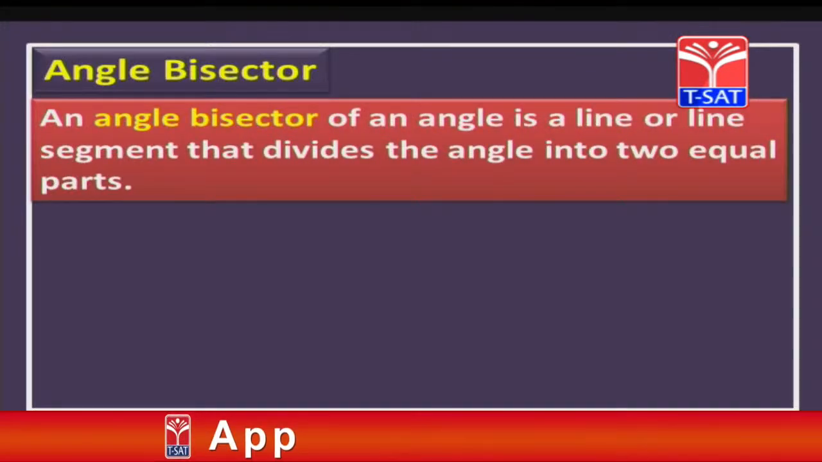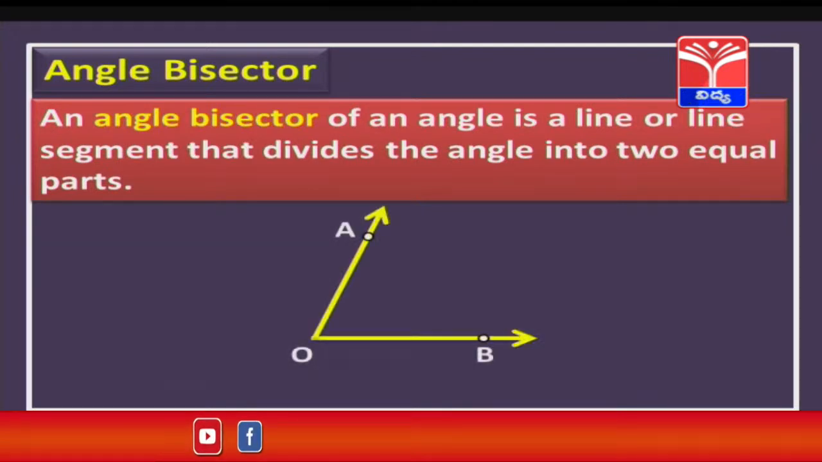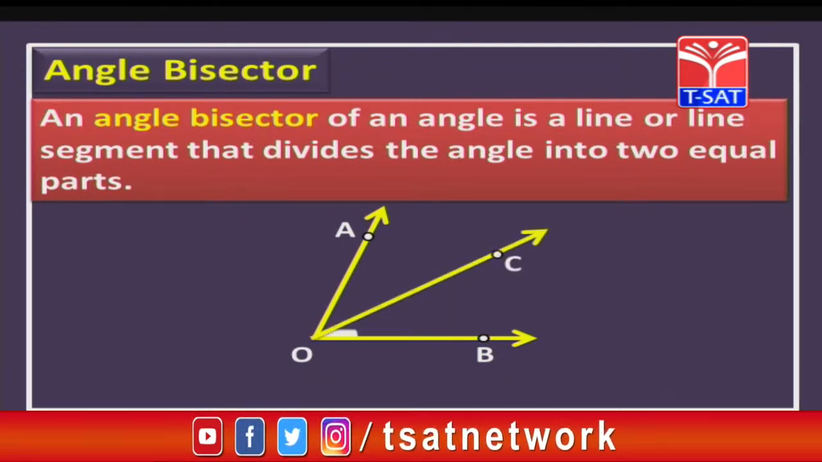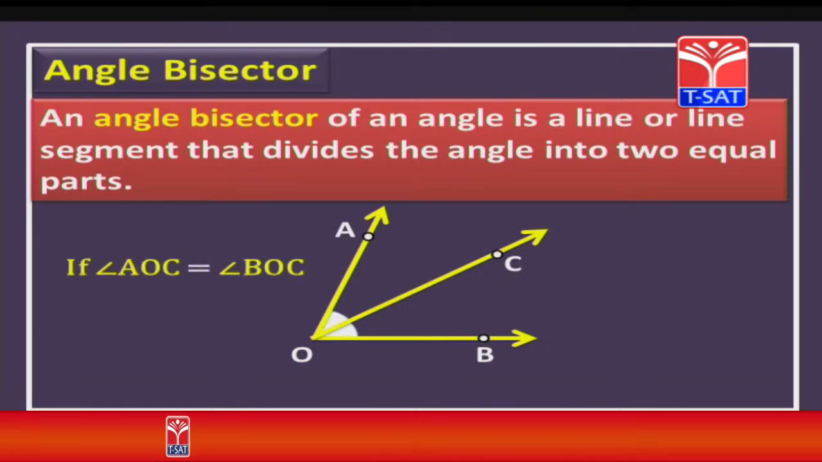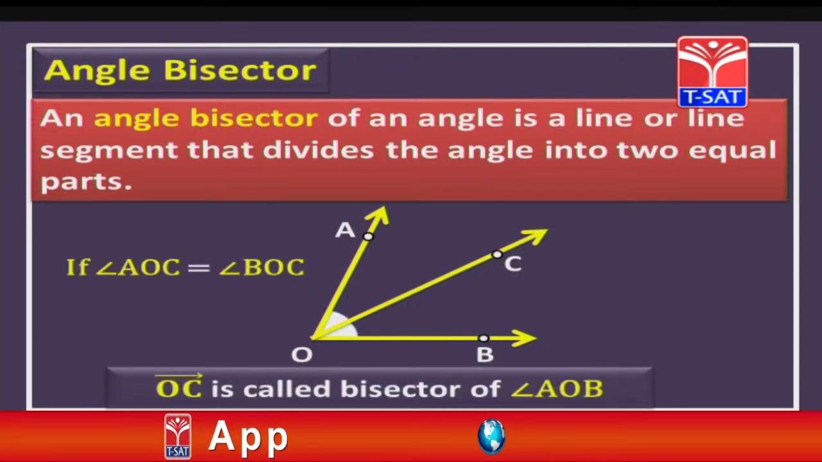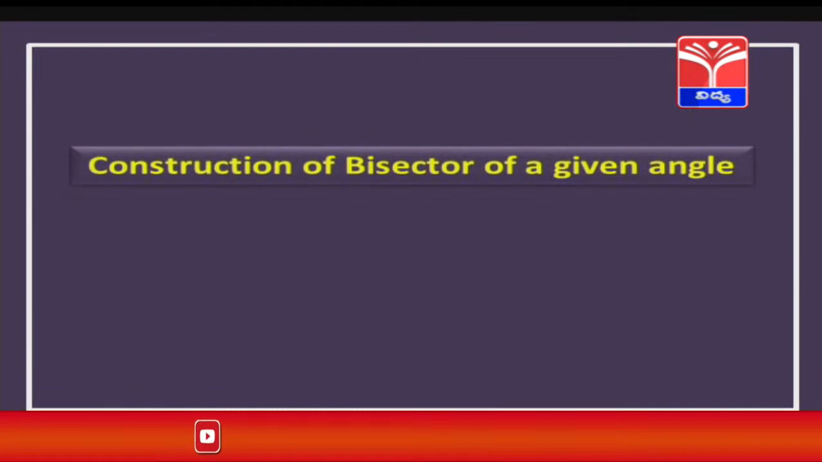An angle bisector of an angle is a line or a line segment that divides the angle into two equal parts. Let us consider angle AOB. Now, I will draw a ray OC such that angle BOC and angle AOC both are equal. Then I can say that ray OC is bisector of angle AOB. So, let us start the construction of this, children.